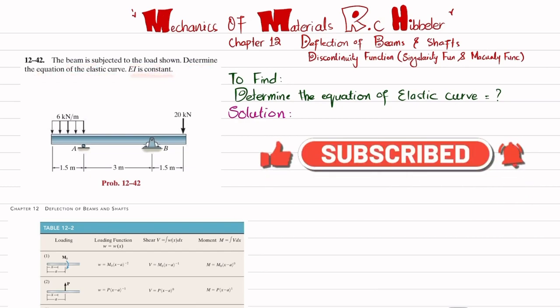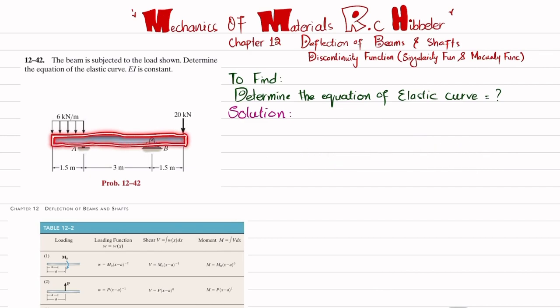EI is constant. You can see this is an overhanging beam having a roller support at point A and a pin support at point B, and over a distance of 1.5 meters there is a uniformly distributed load of 6 kilonewton per meter. At this end we have a point load of 20 kilonewton. So you have to determine the equation of elastic curve. We'll solve this question by using Macaulay's method.